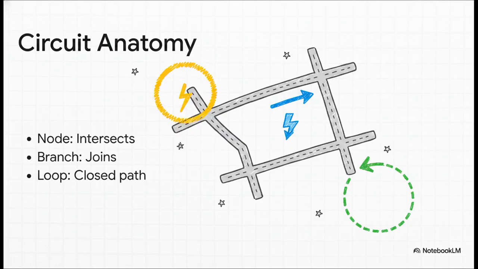And finally, a loop, which is just a closed path. If you can start at one node, drive around the circuit, and arrive back at the exact same starting point without retracing your steps, congratulations, you've just completed a loop.